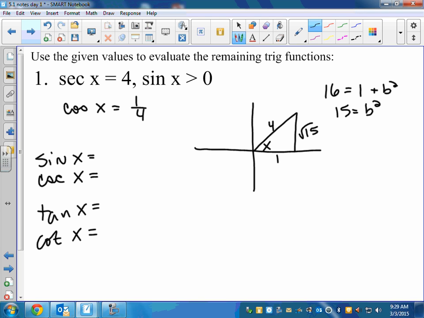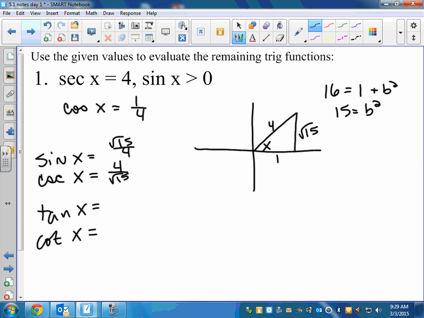Right? If you draw your triangle and you label it right, you just fill it all in. We should, I hope, feel good about this. So sine is square root of 15 over 4. So that would make cosecant 4 over the square root of 15.